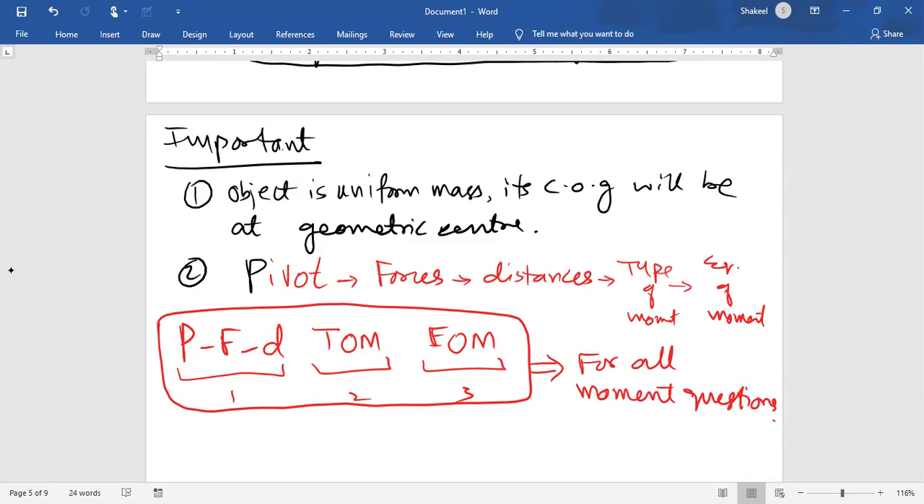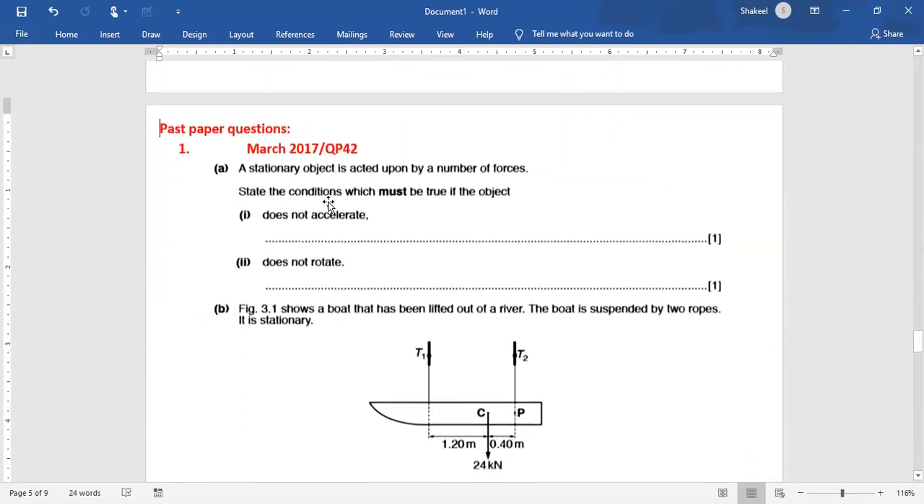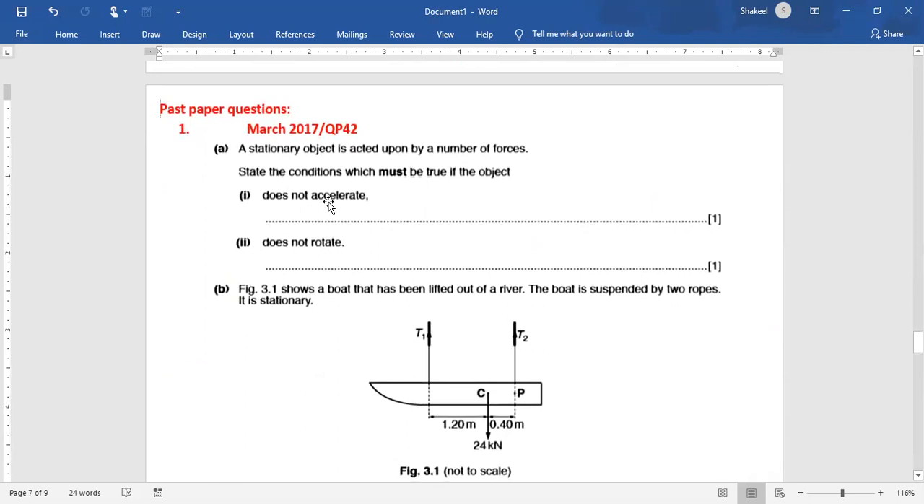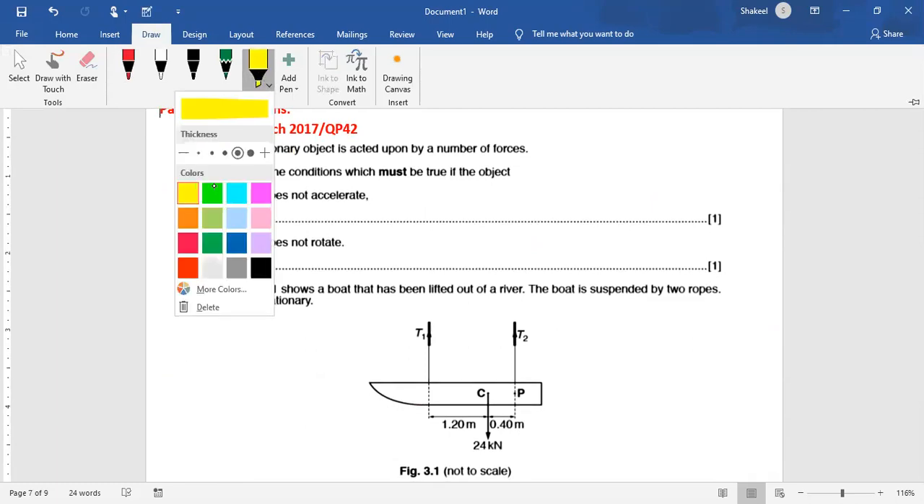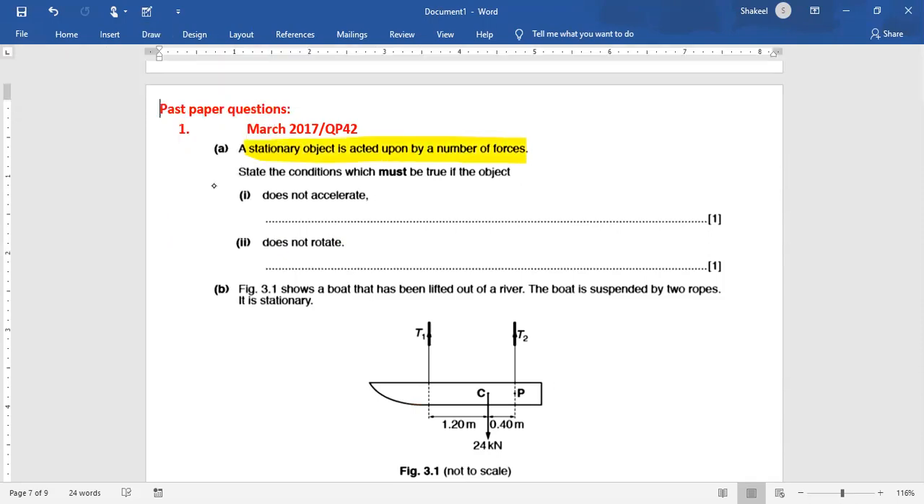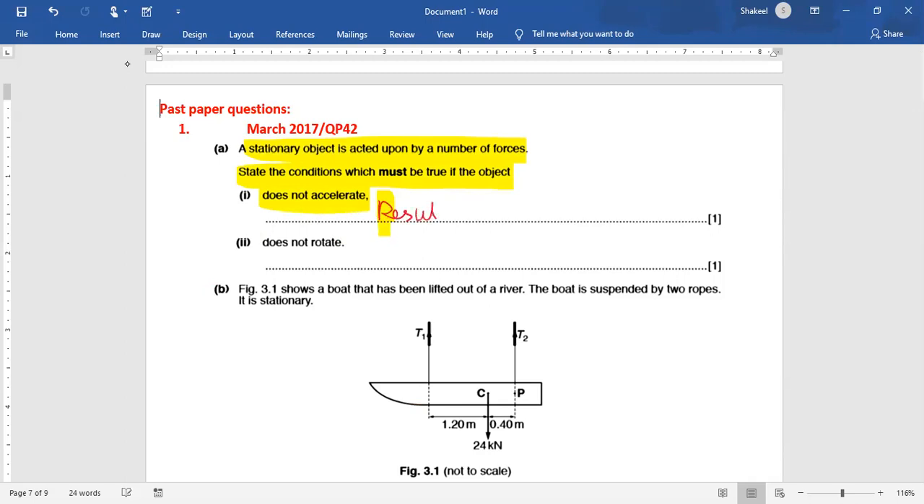Okay, so now let's move on to solve one of the questions I have selected for you. It's from March 2017, question paper 42. A stationary object is acted on by a number of forces. State the condition which must be true if the object does not accelerate. If the object does not accelerate, it means that the resultant force is zero.